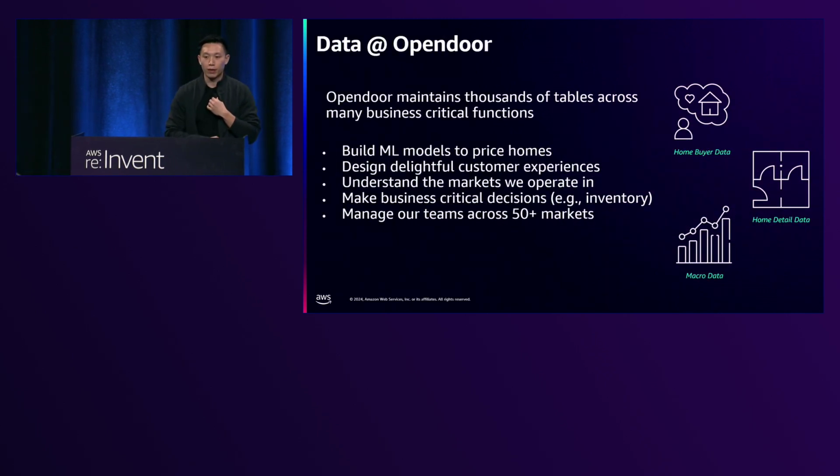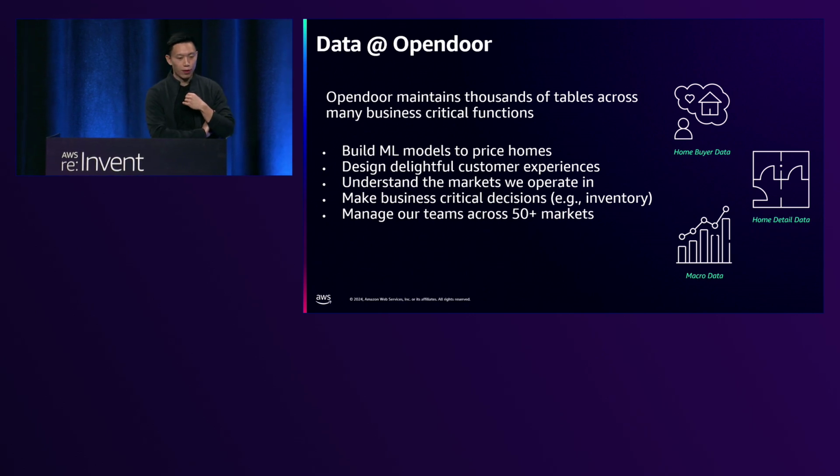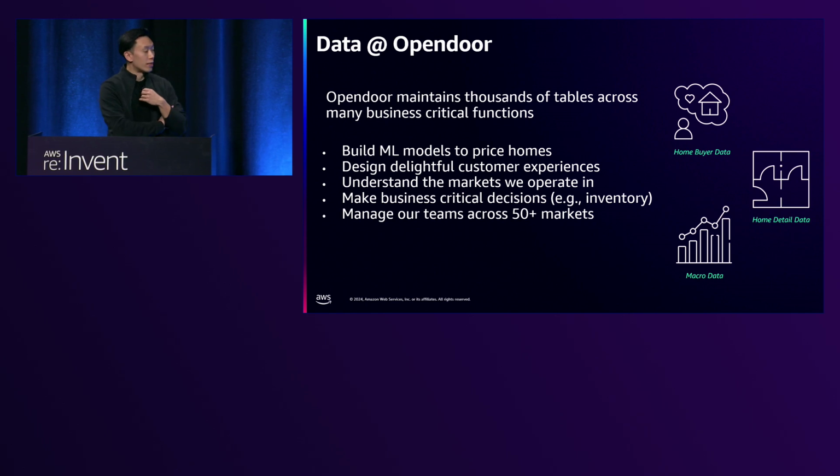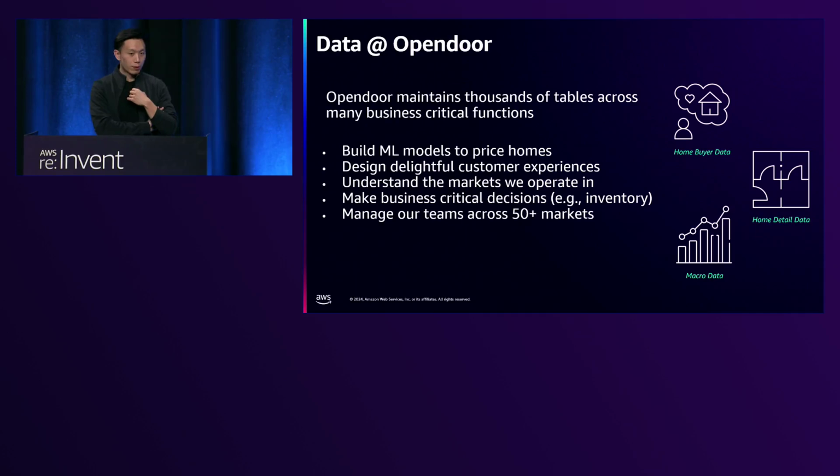So everyone knows Opendoor as a real estate company, but not a lot of people know that we're actually a data company. At Opendoor, we use data for everything. We use data to build our ML models, to price our homes. We use data to build delightful customer experiences by understanding how they're buying homes, understanding their web journey, and understanding their overall journey with the product itself. We use data to better understand all the 50 metro areas that we operate in. All of these markets operate with different conditions, and we understand how the real estate transactions happen in all these markets.